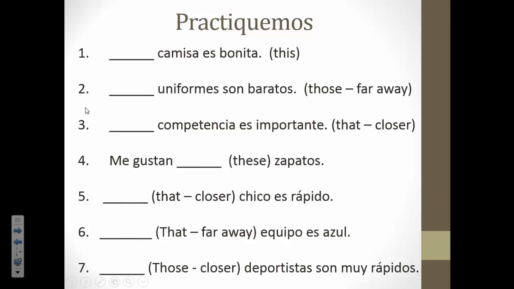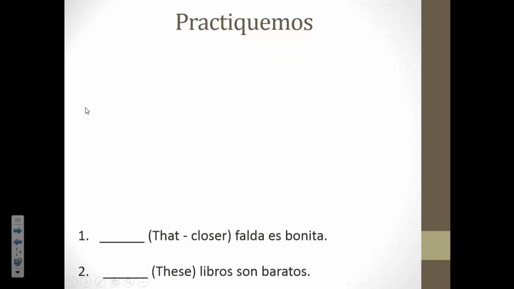Número 7. Those sportsmen are very fast. So keep in mind we said sportsmen instead of women because rápidos ends in an OS, which tells us that they're sportsmen and not women. So we need to make sure we use the those that agrees masculine. Okay? So we need to choose from the middle column. It's plural and it's masculine, so the best choice would be esos. Esos deportistas son muy rápidos.